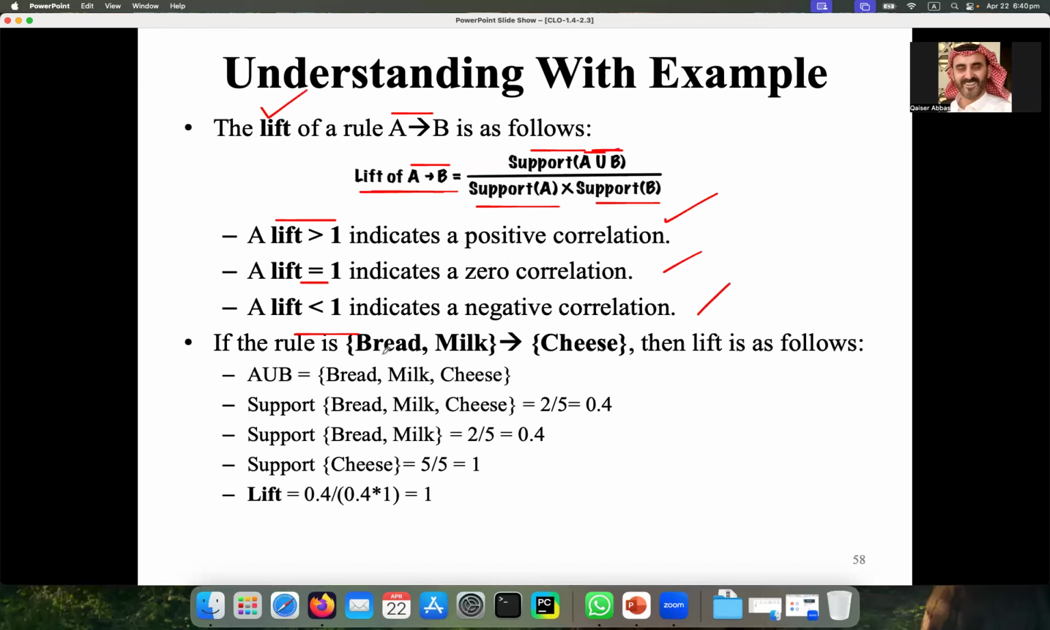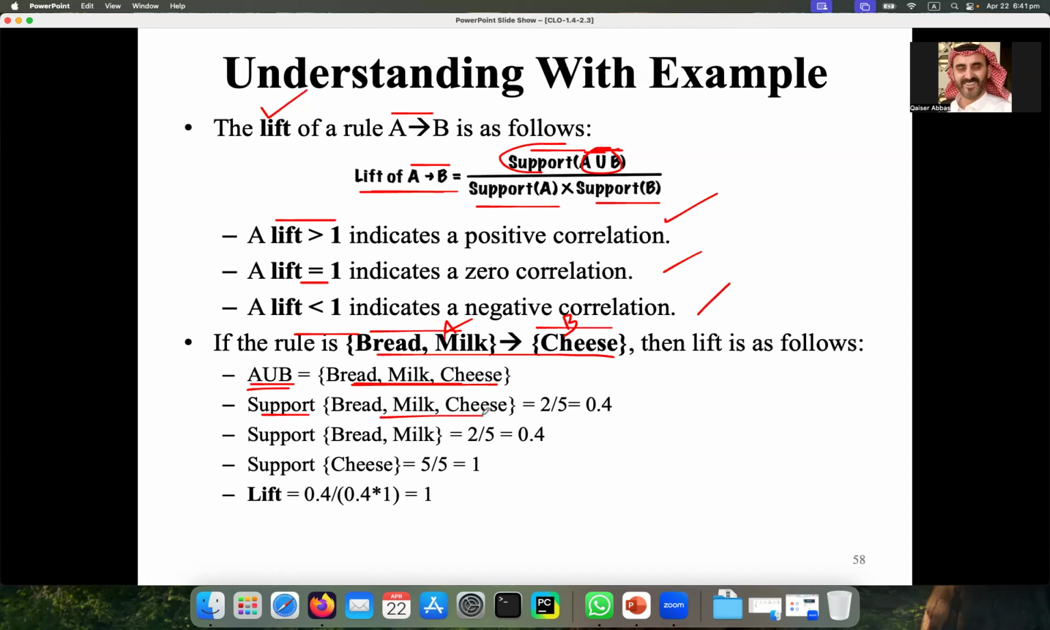For example, here we have the rule bread, milk implies cheese. How can we calculate the lift of it? Easy. First we have to calculate this A union B. If this is A and this is B, then the union would be bread, milk, cheese. Now we are going to calculate the support of this A union B, so the support of these three items.